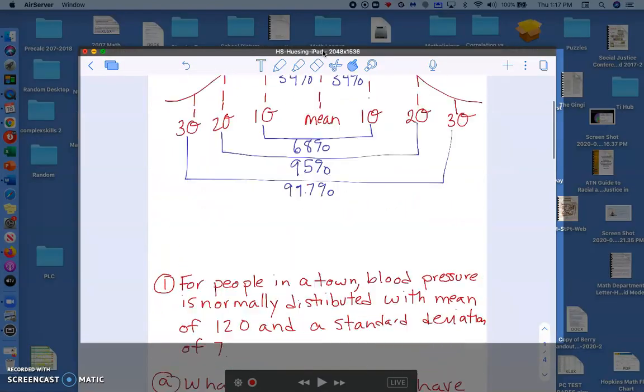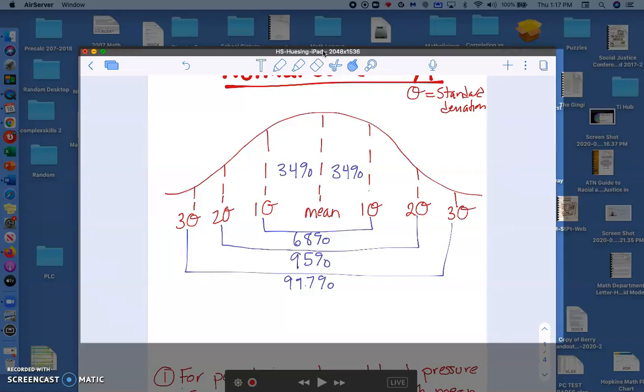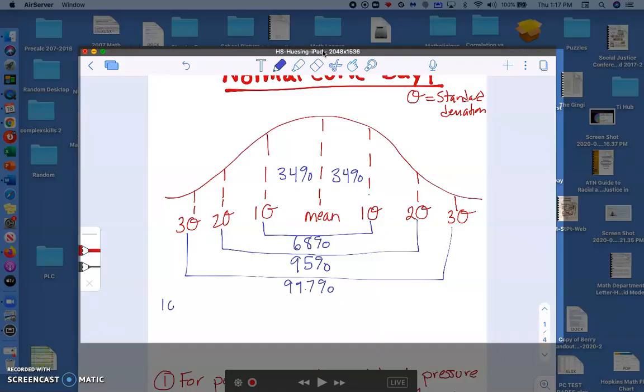That's the cool thing about this, we can break this down into all sorts of percents. For example, if I look at what's outside this, we know 99.7. So if I do 100 minus 99.7, I get 0.3. So 0.3 is outside, the outside parts right here. Well, it's symmetric, so I divide it by 2. That means out here is 0.15% of the data. A very tiny amount of people are outside 3 standard deviations.